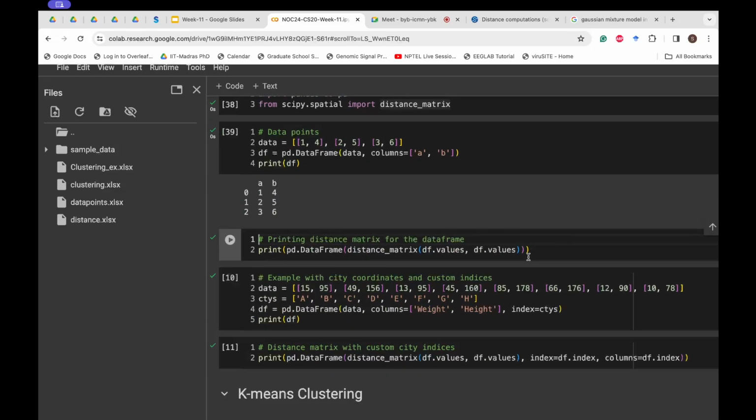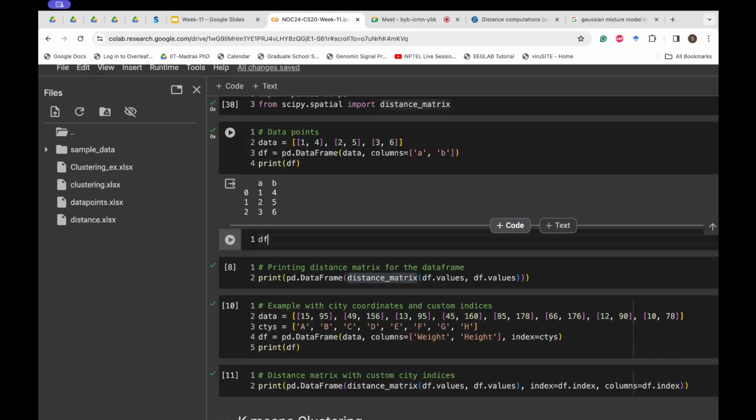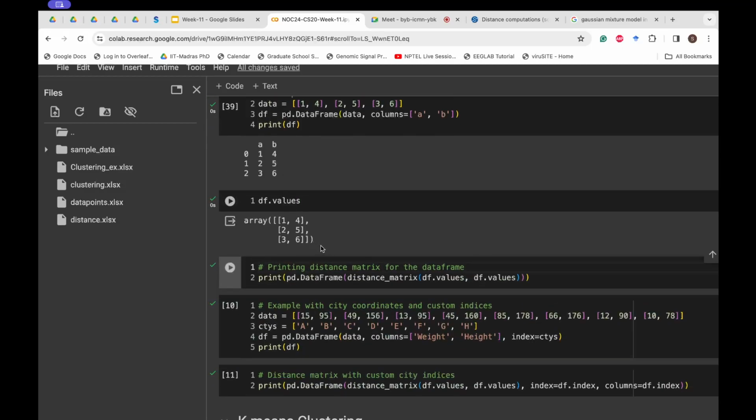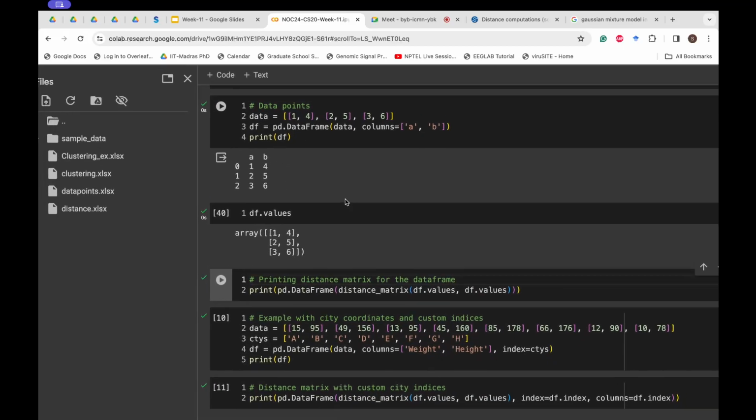Okay, so you have 3 data points and you are passing them here. df.values gives you the set of values in this data frame. So with df.values and df.values, it will find the pairwise distance matrix: the distance of 1 with respect to 2 and 3, 2 with respect to 1 and 3, 3 with respect to 1 and 2, and so on. Let me just print this out over here.